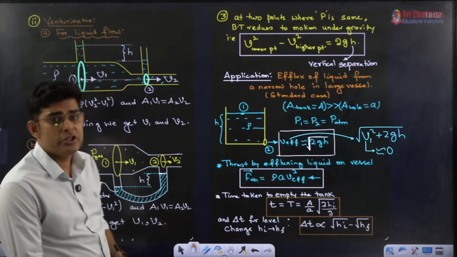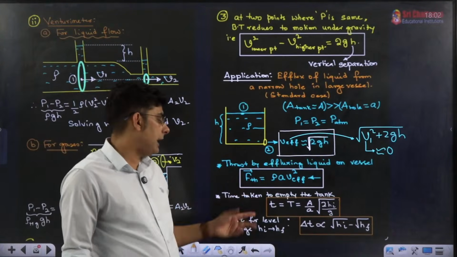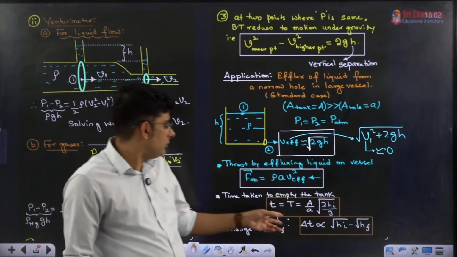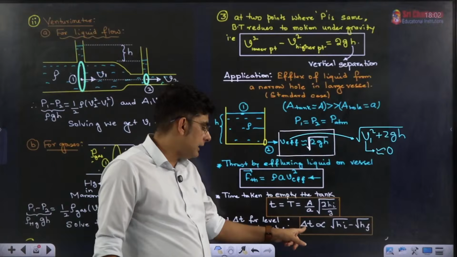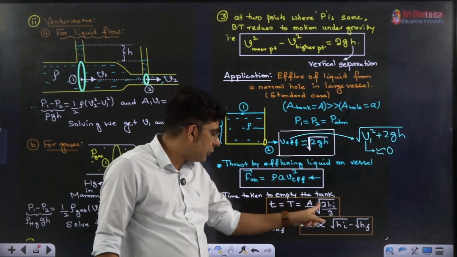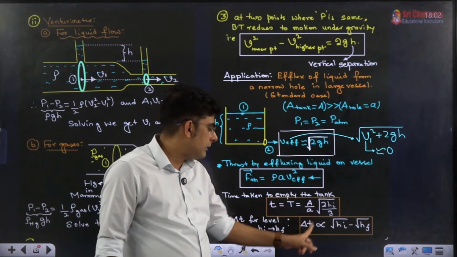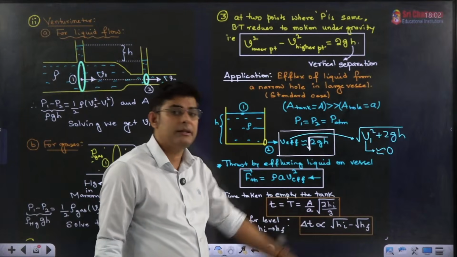And if they ask a question that we don't want the time to empty, but the time to change the level, in that case you will find the time for two different positions and subtract. So delta T will directly come. You can see T is proportional to root H. So delta T will become proportional to root H_i minus root H_f.